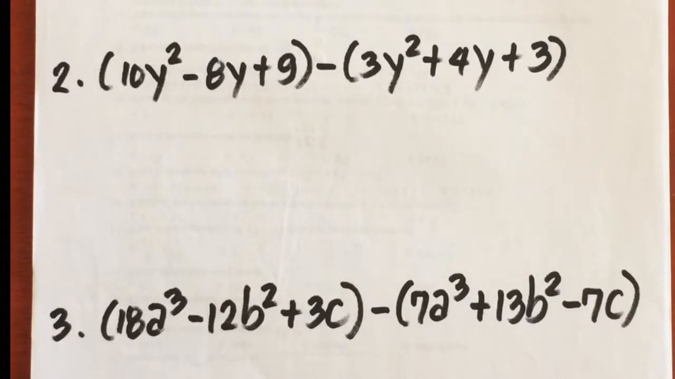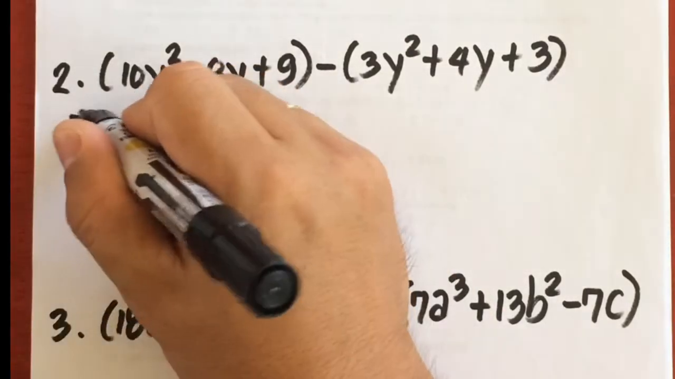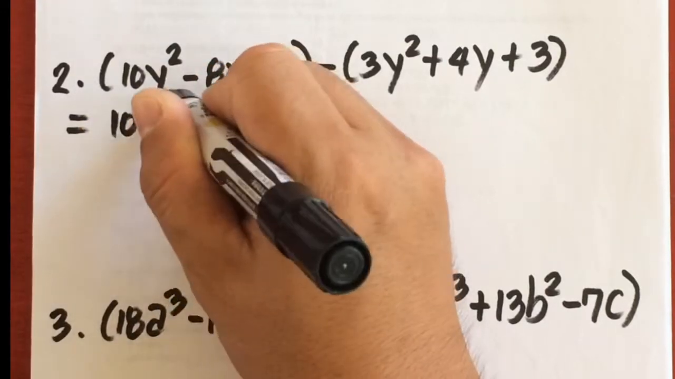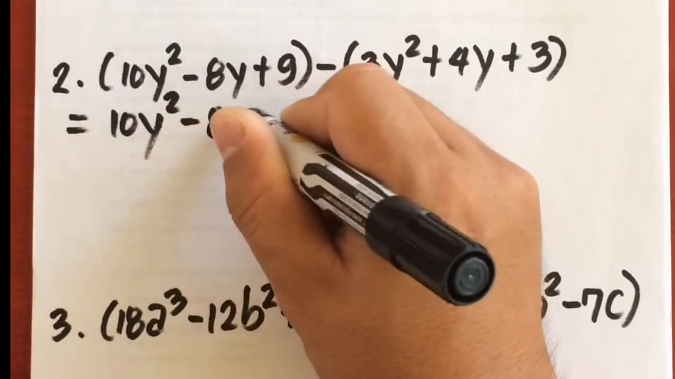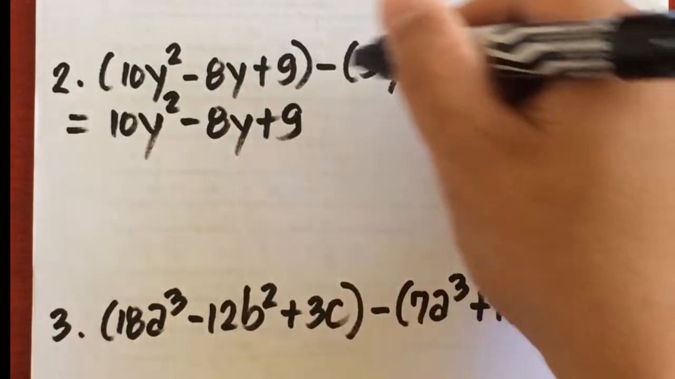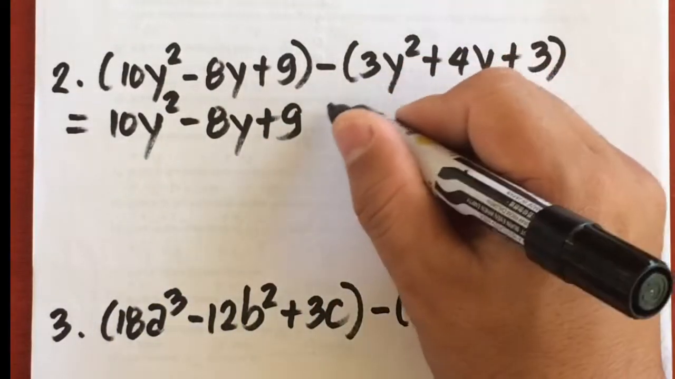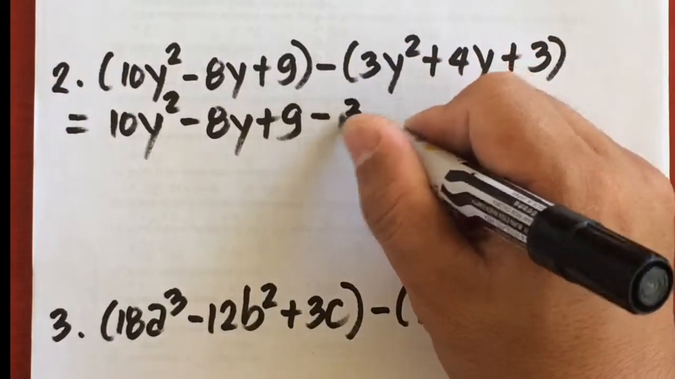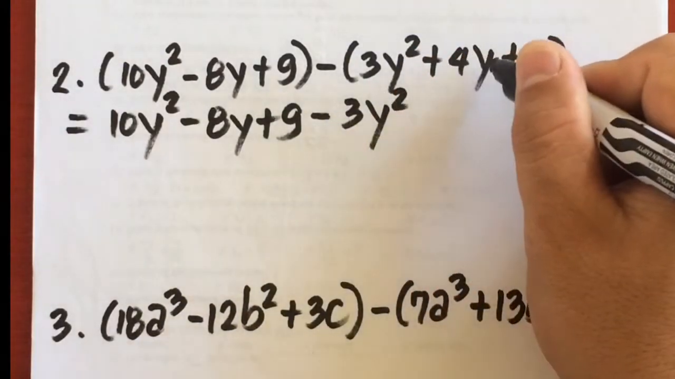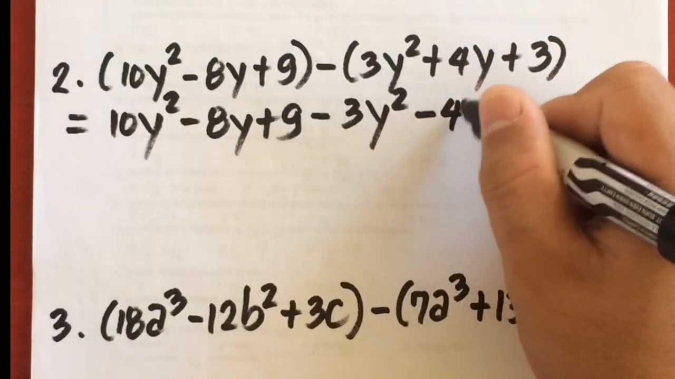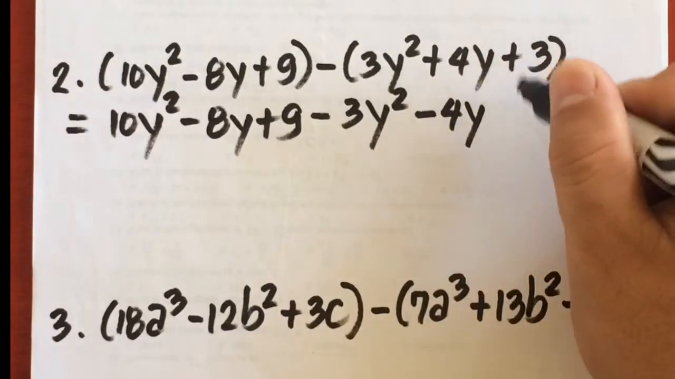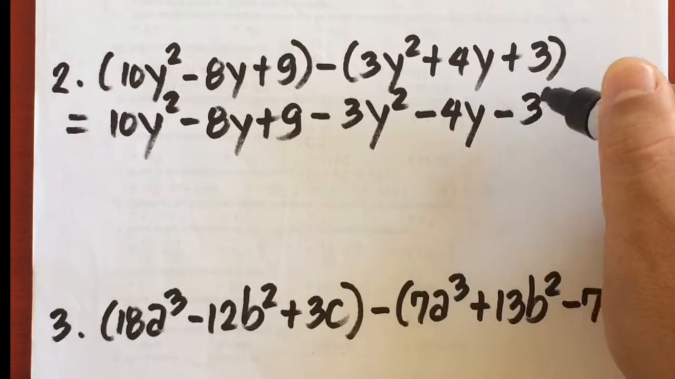Example number 2: 10y squared minus 8y plus 9 minus the quantity of 3y squared plus 4y plus 3. So this is the same as 10y squared minus 8y plus 9. Then having the additive inverse, or changing the sign of the subtrahend, you're going to have negative 3y squared. Then this is positive 4y, it will be changed to negative 4y. This is positive 3, it will be changed to negative 3.